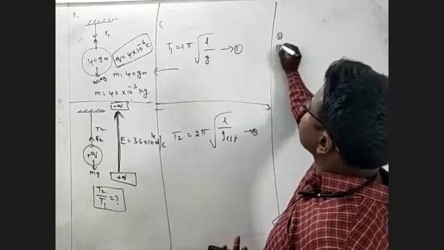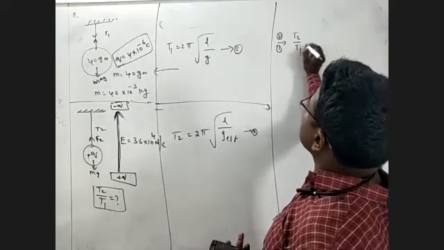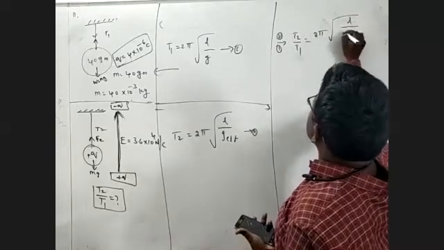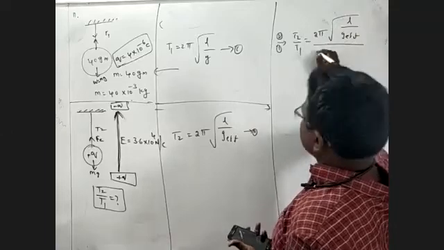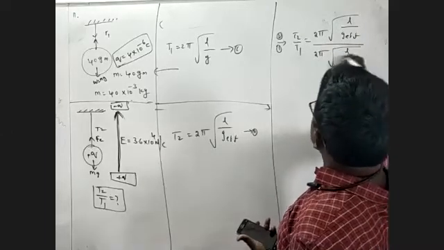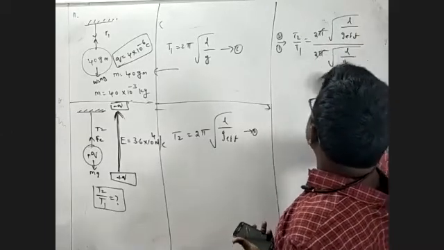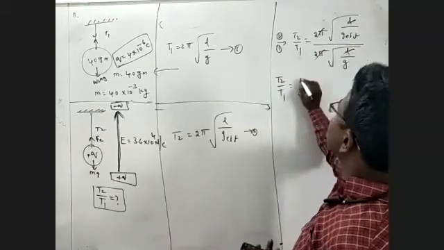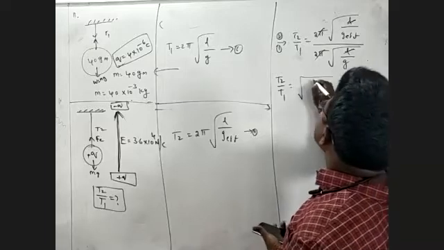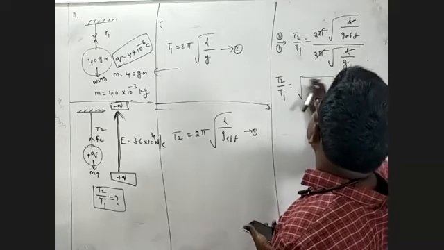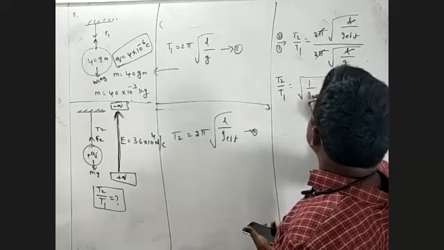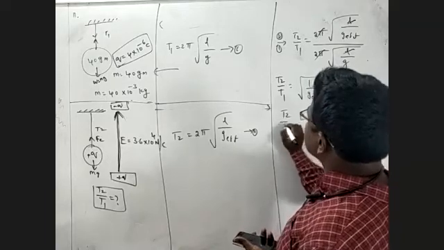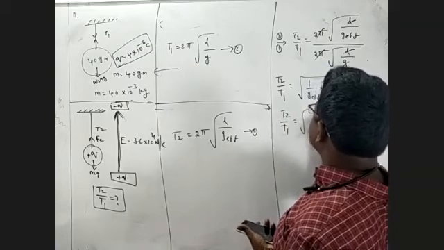Dividing 2 by 1, T2 by T1 is equal to 2π root of L by g effective divided by 2π root of L by g. So 2π cancels and L cancels, and T2 by T1 is equal to the root of g by g effective.